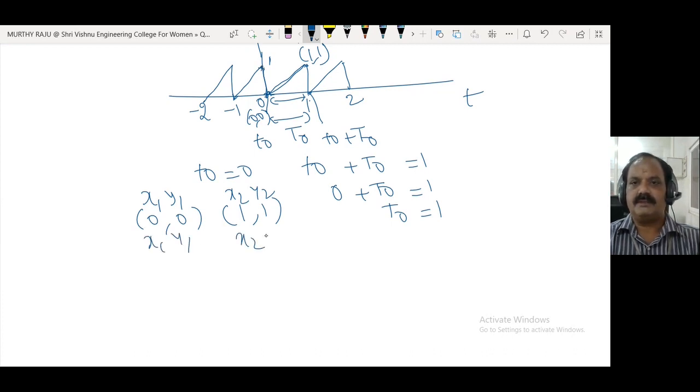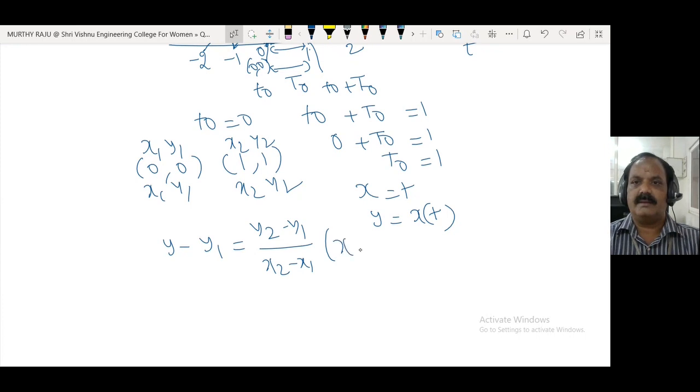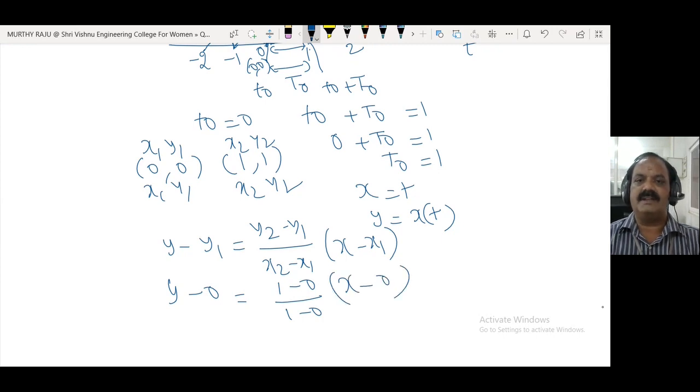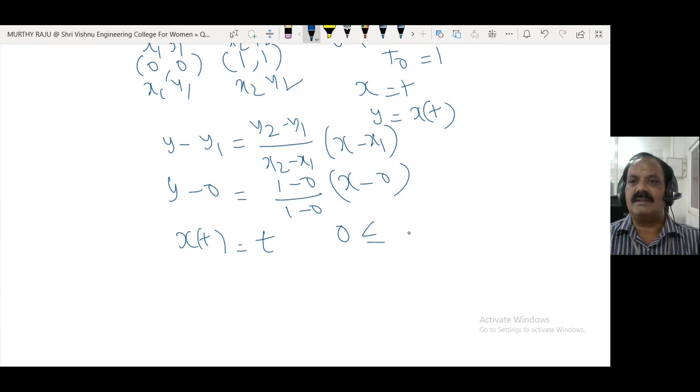These are x1, y1, x2, y2. Here, x is equal to t and y is equal to x of t. The equation is y minus y1 equals y2 minus y1 by x2 minus x1, into x minus x1. Here y minus 0 equals 1 minus 0 by 1 minus 0, into x minus 0. That is, y is equal to x of t equals 1, and x is t. Therefore, x of t is t in the interval 0 less than or equal to t less than or equal to 1.